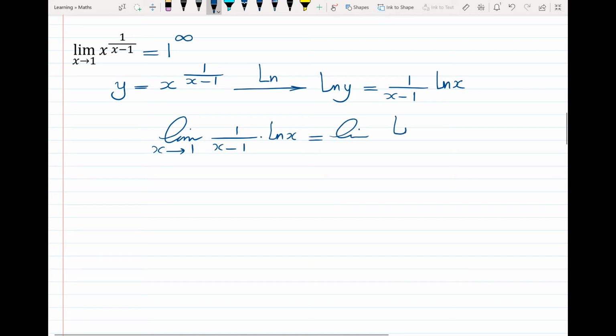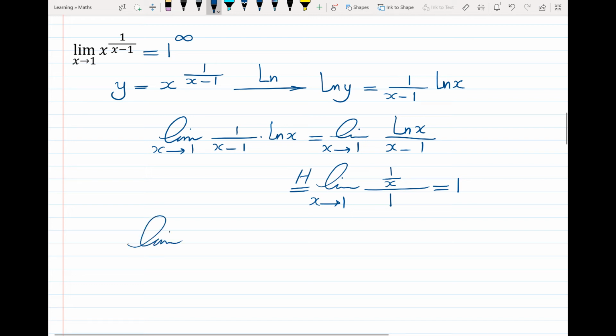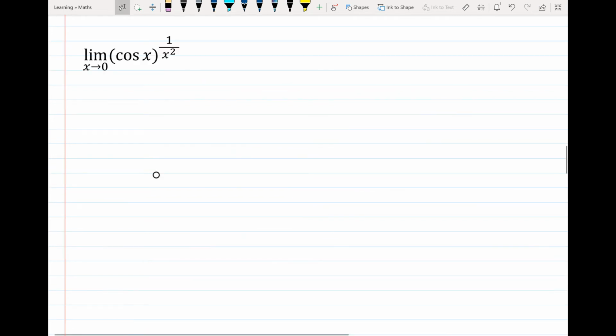We can rewrite it as ln of x over x minus 1 as x approaches 1. If we use L'Hopital's rule, we get the derivative of the bottom, x minus 1, is just 1, and the derivative of ln of x is 1 over x. If we plug in 1 for x, we have 1 over 1, which is 1. So this limit equals 1, and so the original limit that we are looking for equals e to the power of 1, or e.